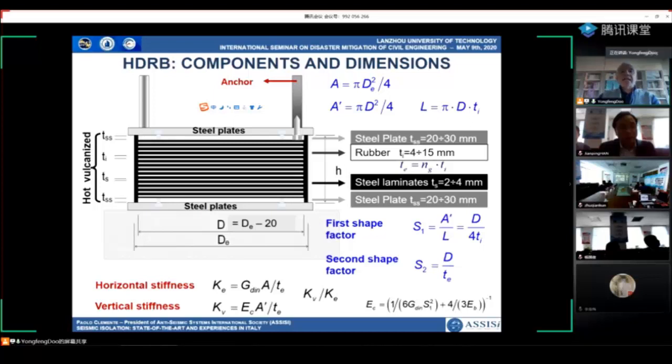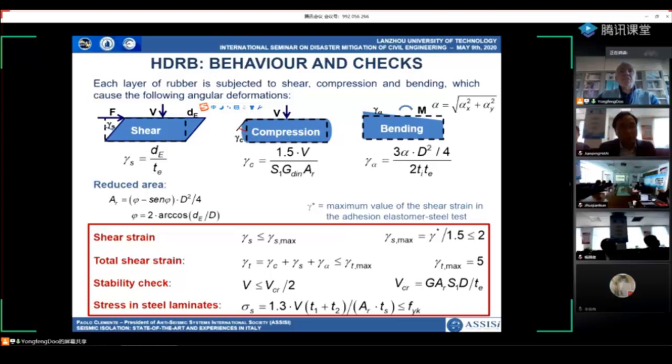The devices are characterized by a low horizontal stiffness and a vertical stiffness, defined usually as in theory of elasticity, of course. Very important is the ratio between the vertical and horizontal stiffness. We do not usually use isolation in the vertical direction, only in the horizontal direction. Each layer of rubber is subjected to shear, compression, and bending. This causes angular deformation. Due to shear deformation, the effective area under vertical load is reduced, and codes usually require the following checks: the strain due to shear only, the total strain, the stability check, and the check of stress in steel laminates.